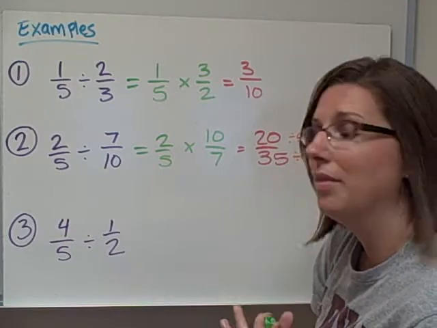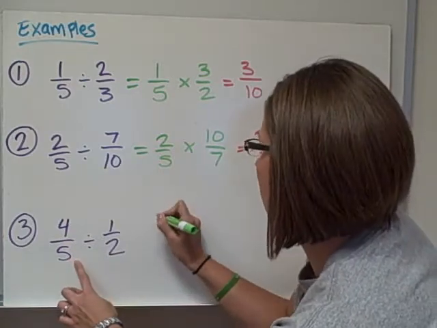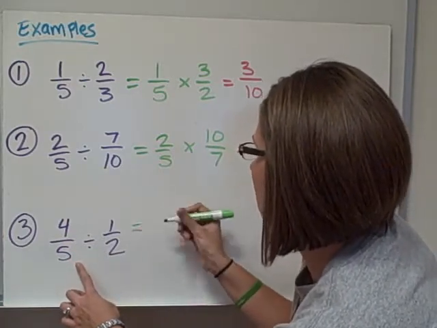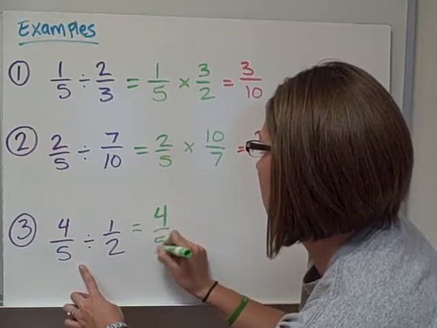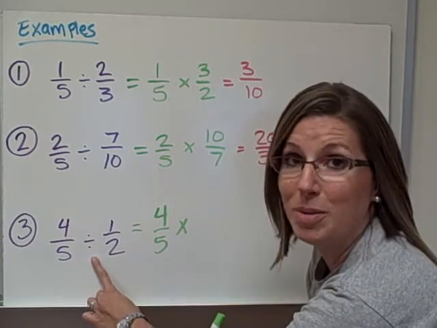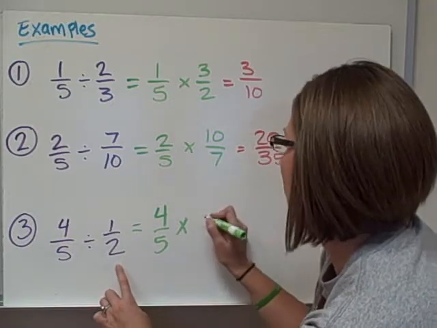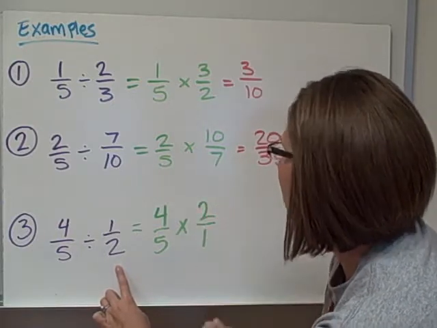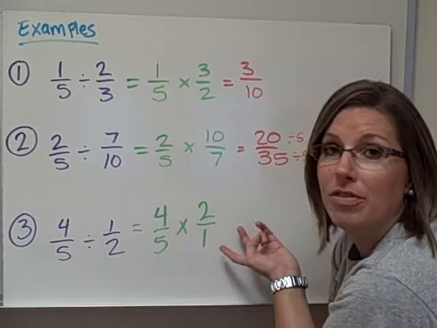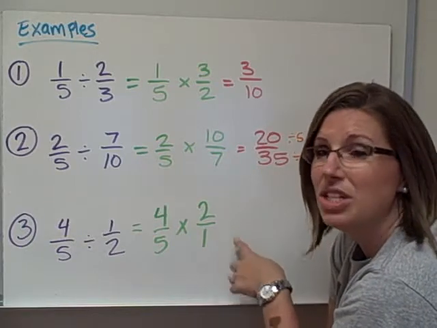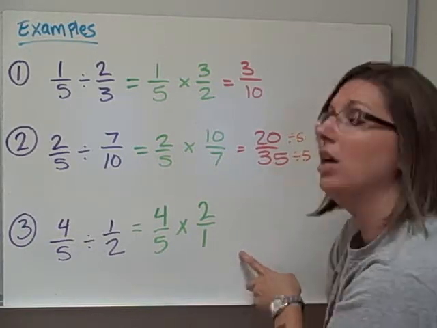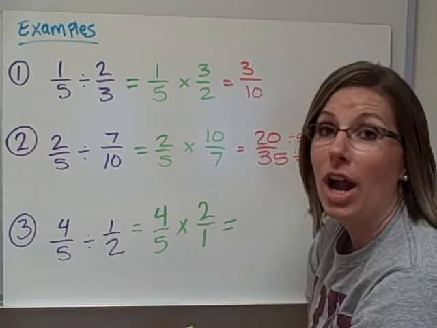Here in example 3. Remember, I keep the first fraction the same. So that's going to be 4/5. Change division to multiplication, and then I flip the second fraction over. So even though 1/2, when I flip it over, becomes 2, I still need to write that denominator 2/1 so that I can multiply correctly.